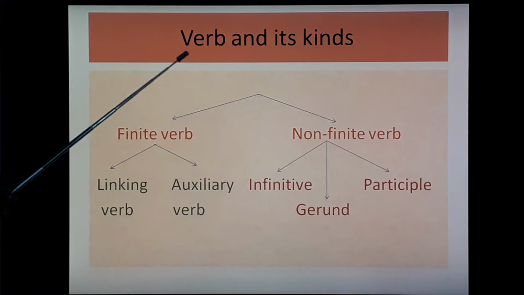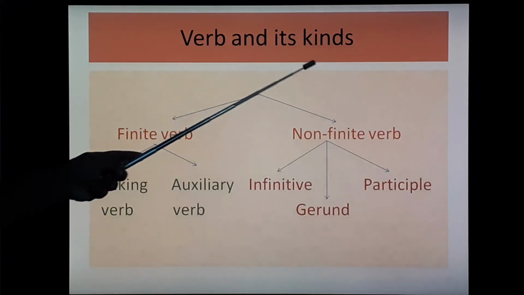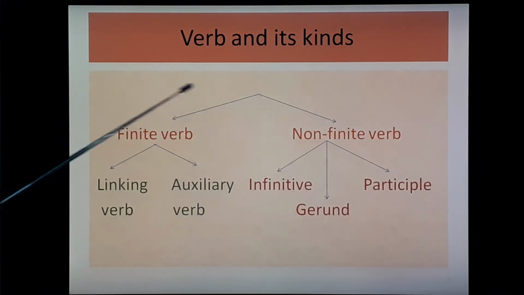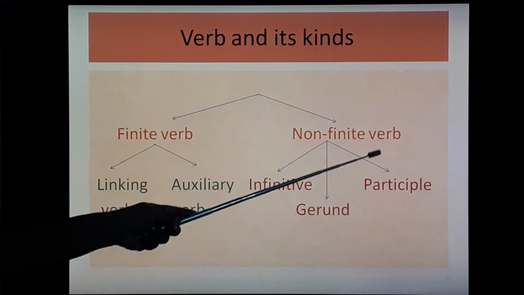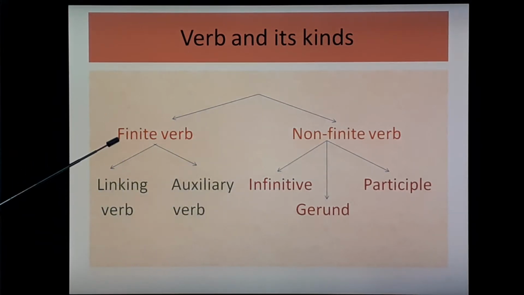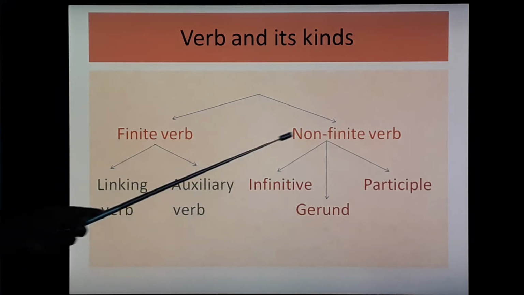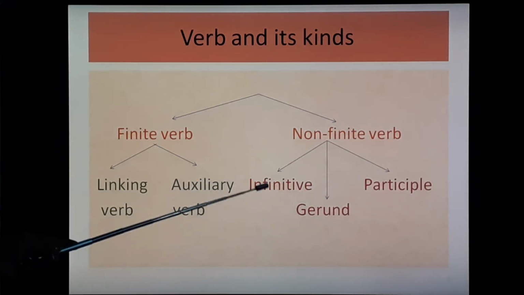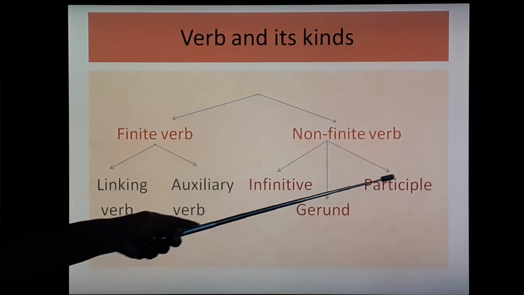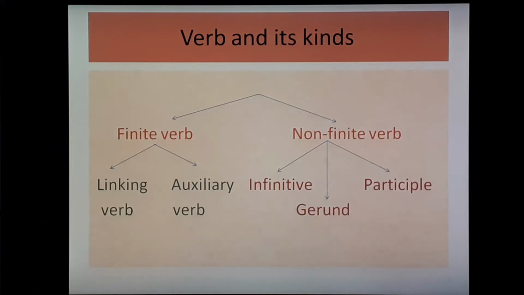Let's see verb and its kinds. So, it is divided into two parts. That is first, finite verb, and another, non-finite verb. Under the category of finite verb, you will see two more verb forms. First, that is linking verb, and another, that is auxiliary verb. Whereas in non-finite verb, you will have three parts: infinitive, gerund and participle.